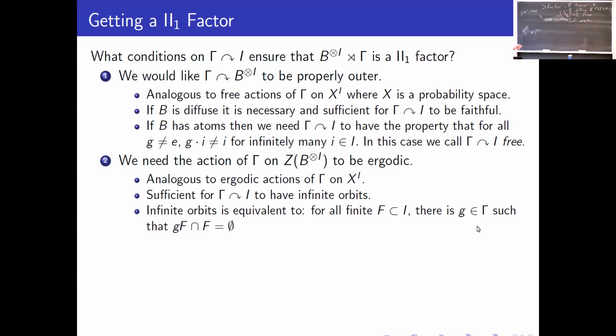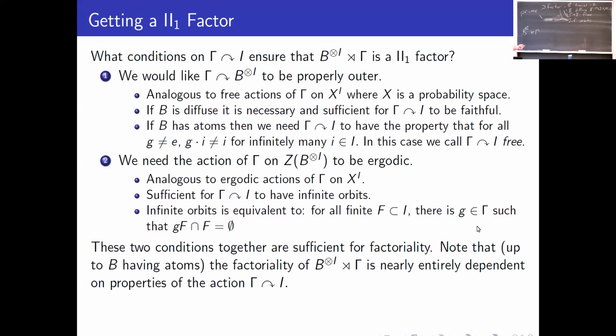Yes. Okay. Yeah, so the factoriality is like the tricky part. Yeah, just having the trace basically gives you 2-1 for free. Okay, yeah, so they're together sufficient. So by the two conditions, I mean have a properly outer action and an ergodic action.